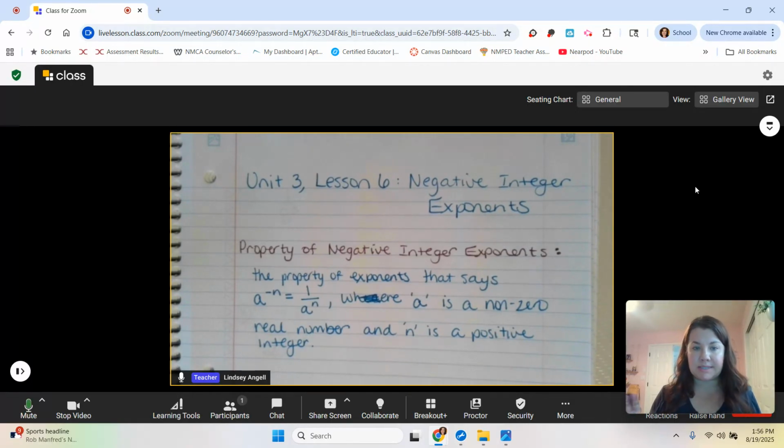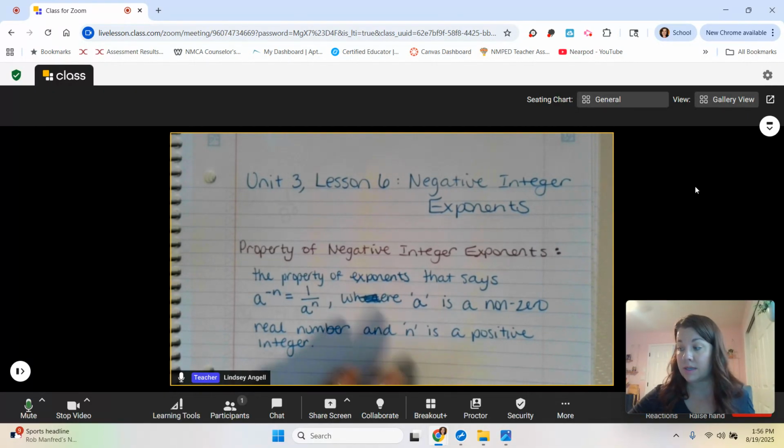So what it says is, the property of negative integer exponents says that a to the negative n equals 1 over a to the n, where a is a non-zero real number and n is a positive integer. Our number one goal is to get that exponent to be positive so that we actually know what to do with it. All right, so the best way to practice this is just to go straight into examples.